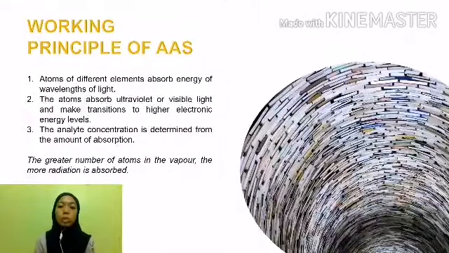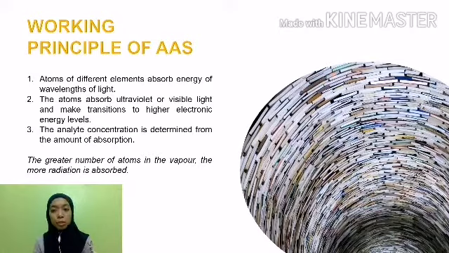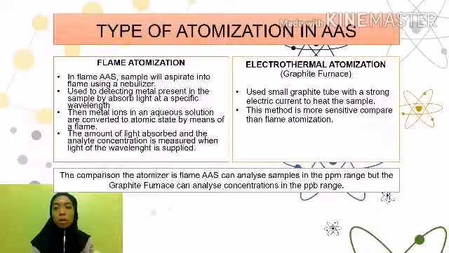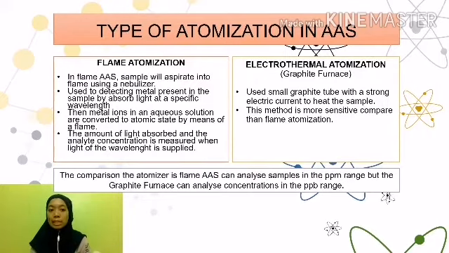So we go to the working principle of AAS. First, atoms of different elements absorb energy of specific wavelengths of light and make a transition to a higher electronic energy level. The analyte concentration is determined from the amount of absorption. This is the last part of AAS. I will present the two types of atomization: first, flame, and second, electrothermal atomization.